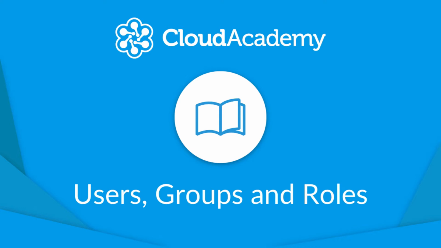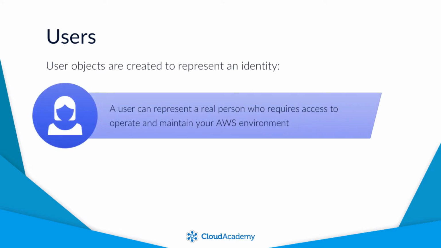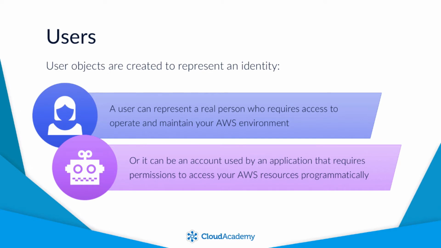Following this, I'll provide a demonstration on how to set up and configure all 3. Let's start with users. Users are objects created to represent an identity. This could be a real person within your organization who requires access to operate and maintain your AWS environment, or it could be an account to be used by an application that may require permissions to access your AWS resources programmatically. Users are simply objects representing an identity which are used in the authentication process to your AWS account.